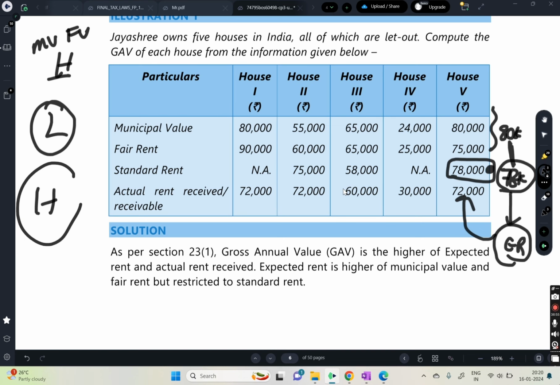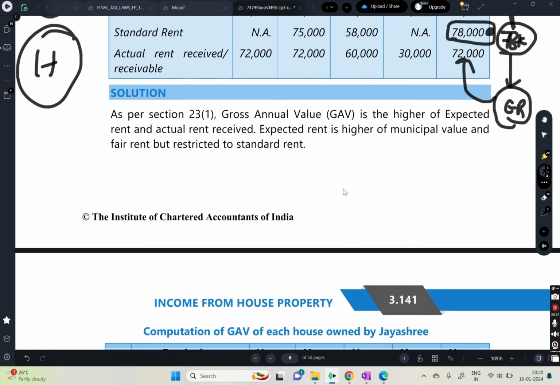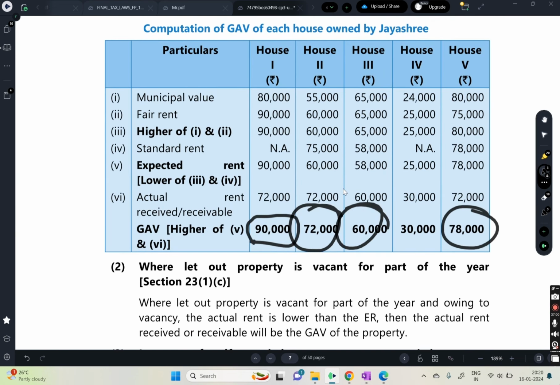Compare with the actual rent, and whichever is higher, 78,000 will be the higher. This is our answer: the gross annual value.